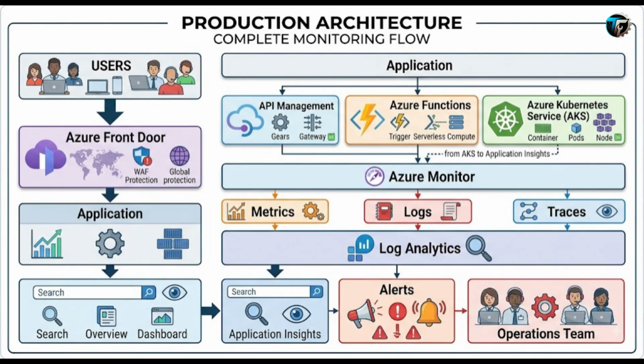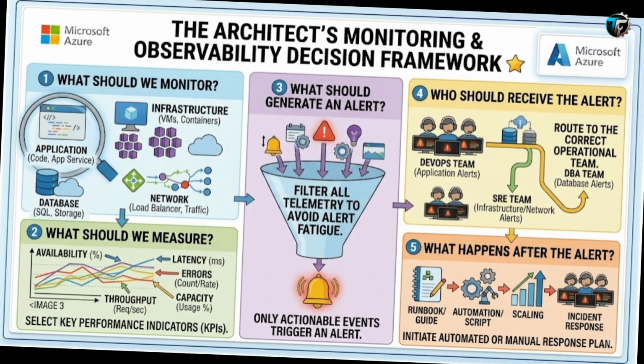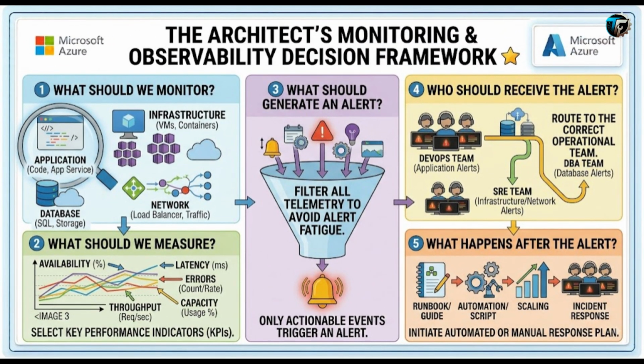that drive real responses. When designing monitoring, an architect doesn't just pick services, they ask the right questions. Start by deciding which parts of the system matter most. Is it the app itself, the servers, the database, or the network? Next, define the signals. Are we measuring uptime, speed, error rates, or capacity limits? Not every metric needs an alert. Alerts should only fire when action is required.